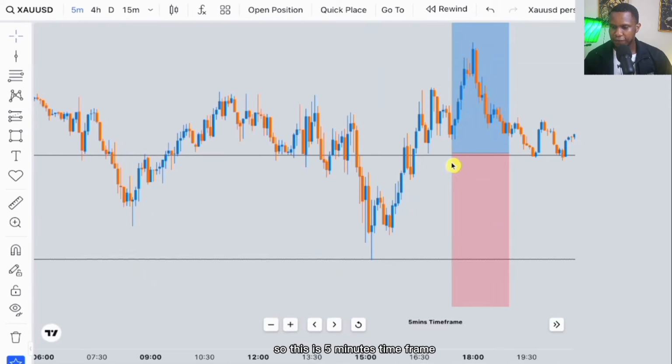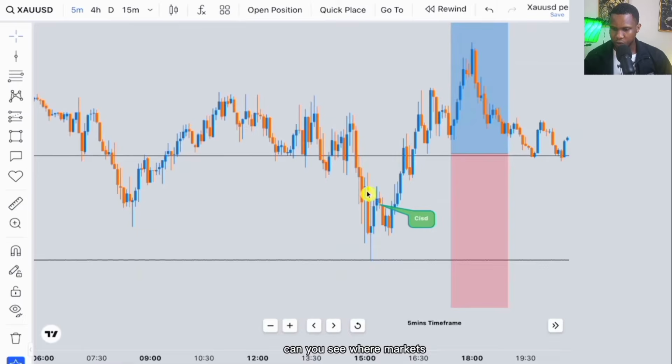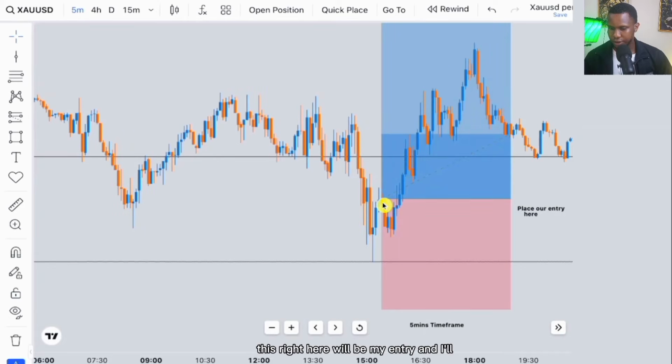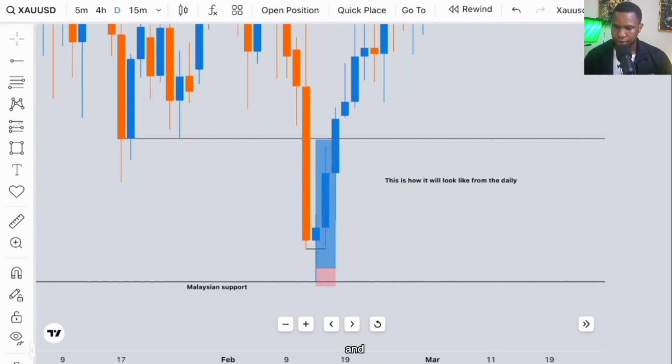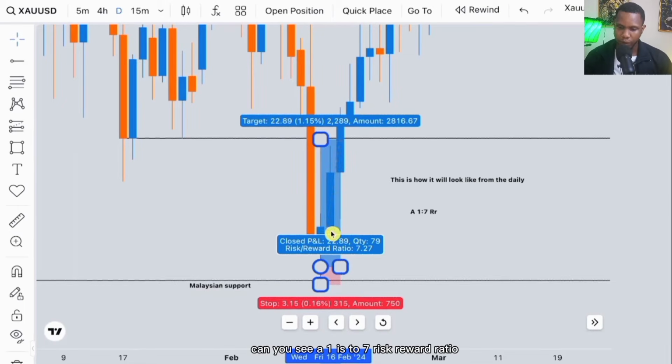So this is the 5 minutes time frame. Can you see when market mitigated this support right here? Exactly that change in state of delivery. This right here will be my entry, and I'll place my stop loss below here, and this is how it looks from the daily time frame. Can you see?